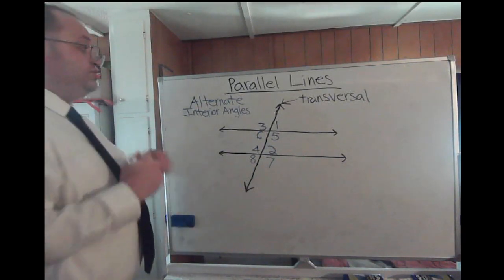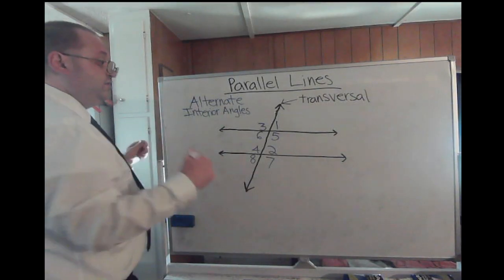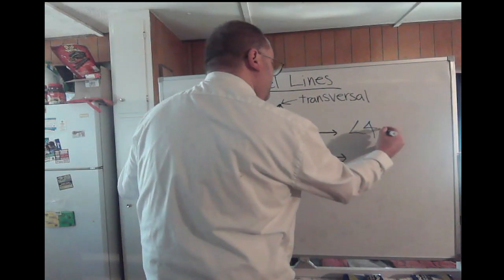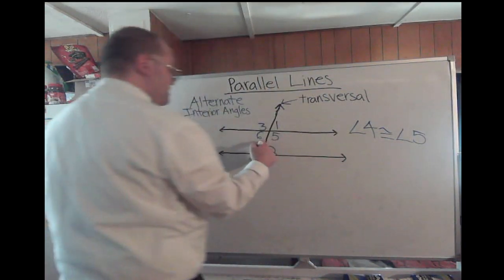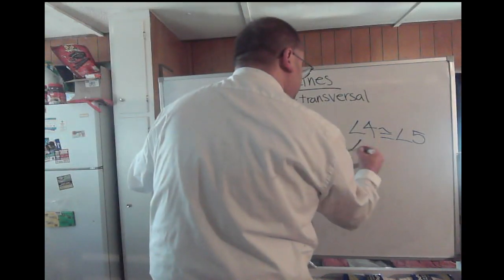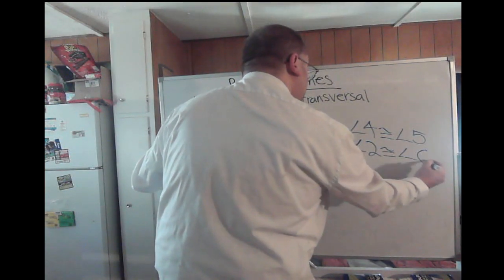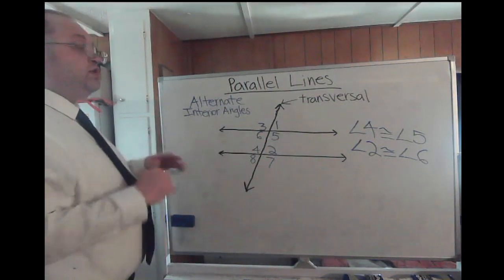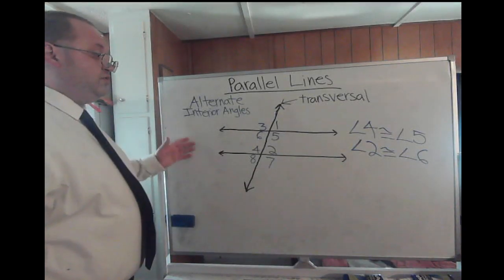Whenever you have two parallel lines cut by a transversal, alternate interior angles are congruent. So that means angle 4 would be congruent to angle 5. And angle 2 would be congruent to angle 6. Those are called alternate interior angles. They will always be congruent.